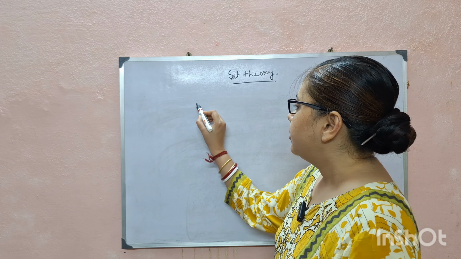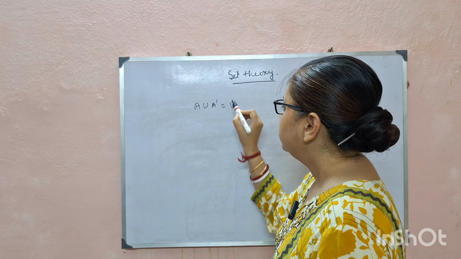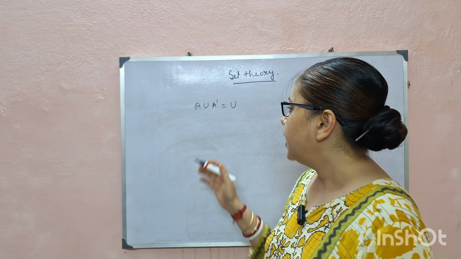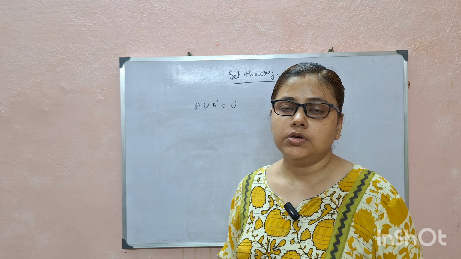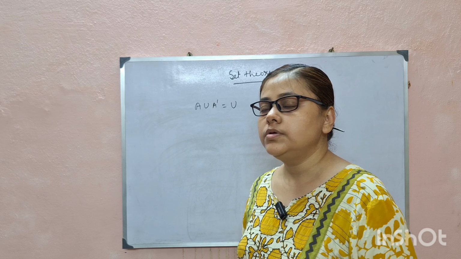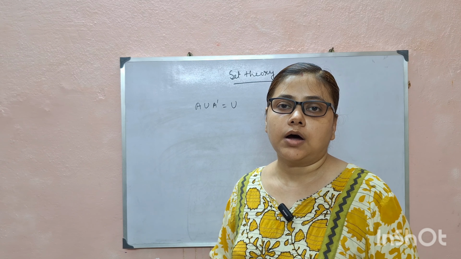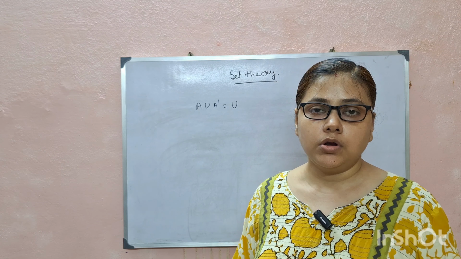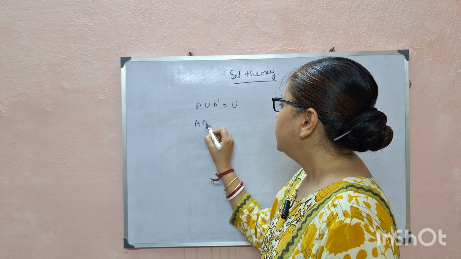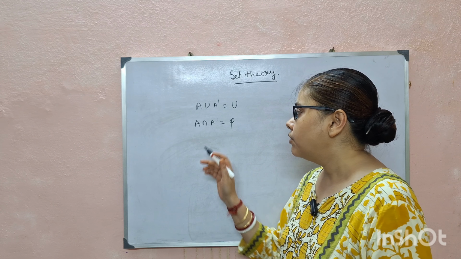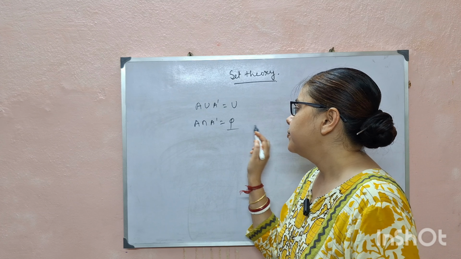There are three important properties regarding complementation. First property, A union A complement equals the universal set U. That is, if you consider A to be our earth, then A complement will be the region outside our earth. So you are taking the elements from A, and also the elements from outside of A, so that A union A complement will be equal to U, that is the whole universe. Next property, A intersection A complement equals phi, because clearly there is nothing in common between A and A complement, so the set will be phi.